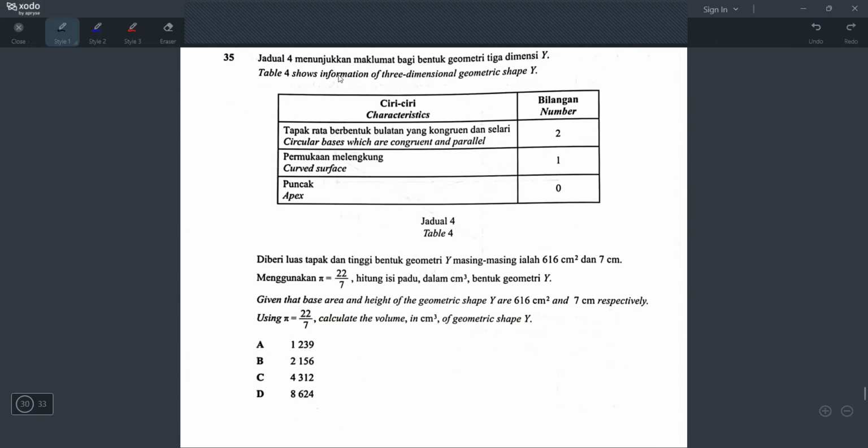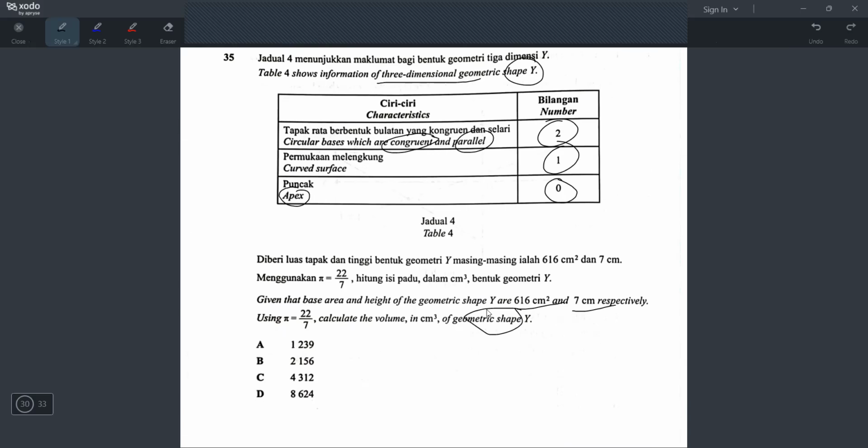Alright, let's go 35. Table 4 shows the information of 3D geometric shape Y. So this is geometric 3D shape. Circular base, which are congruent and parallel, got 2. Curved surface got 1. Apex means the tajam punya part. The tajam punya lah, 0. And then it says, given that base area and height of the geometric shape is this one, using pi, calculate volume of geometric shape.